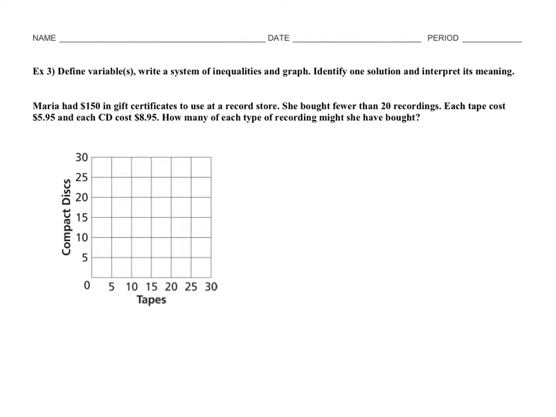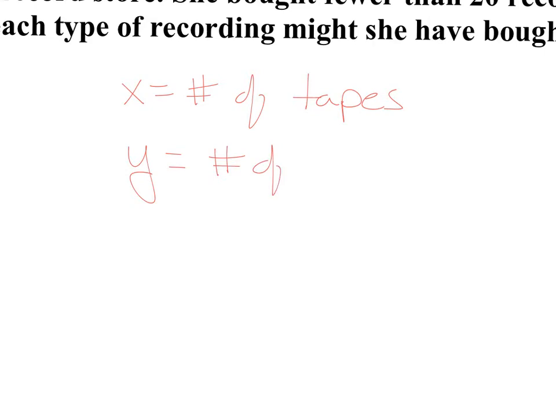Okay, so the only thing on this, we're going to define variables, but in this case, when they already labeled it for you, you already kind of know what your variables are. So your X, in this case, will be the number of tapes, so X will equal number of tapes, and Y will be number of CDs.